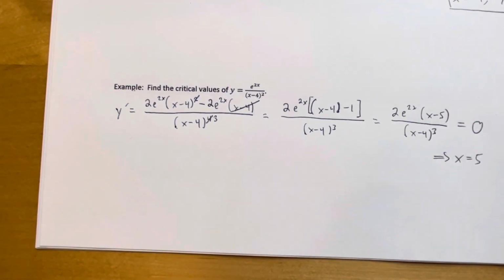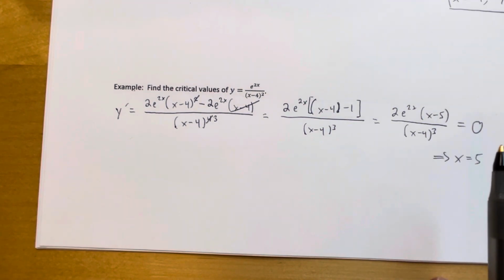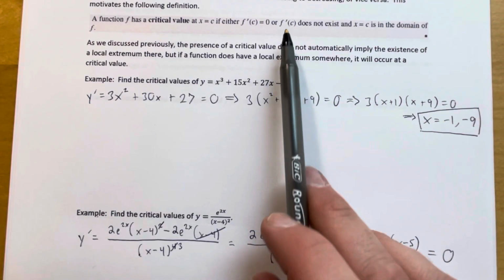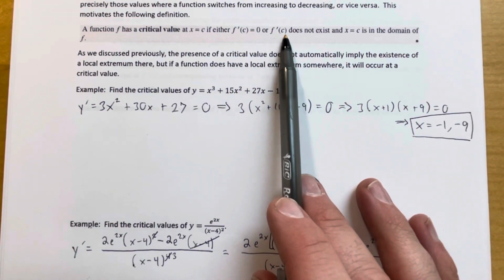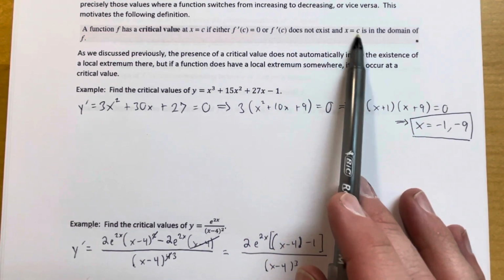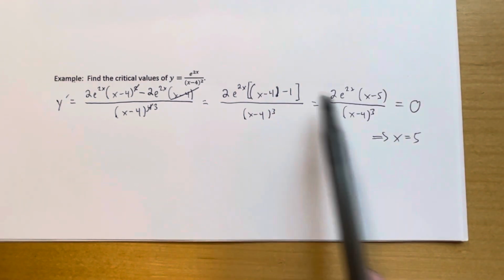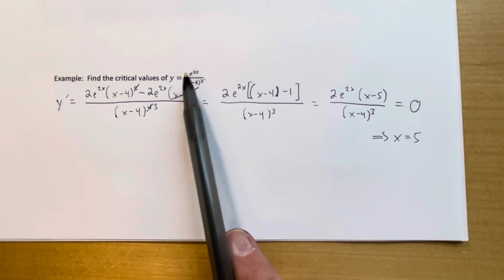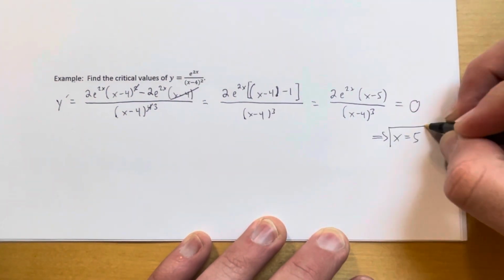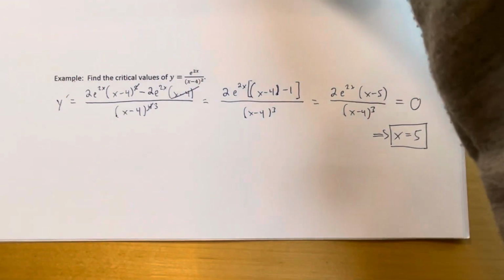Is this derivative not defined anywhere? It's not defined when x is equal to 4. However, 4 is not a critical value for this problem. Because again, critical values can occur either when f prime is equal to 0 or when f prime does not exist at c, but c is still in the domain of the original function. So yes, it's true, the derivative is not defined at 4, but the original function was also not defined at 4. So 4 was not in the domain of the original function, which means it cannot be a critical value at all. X equals 5 is the only critical value I get from this function.